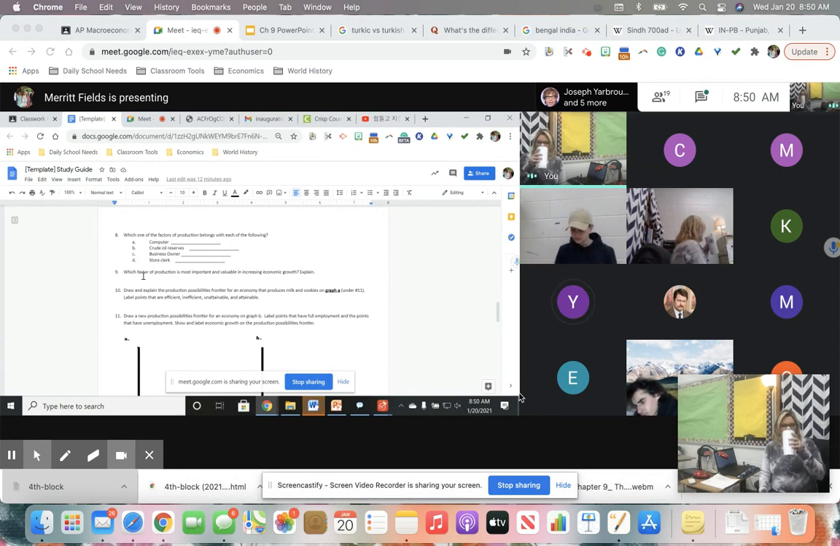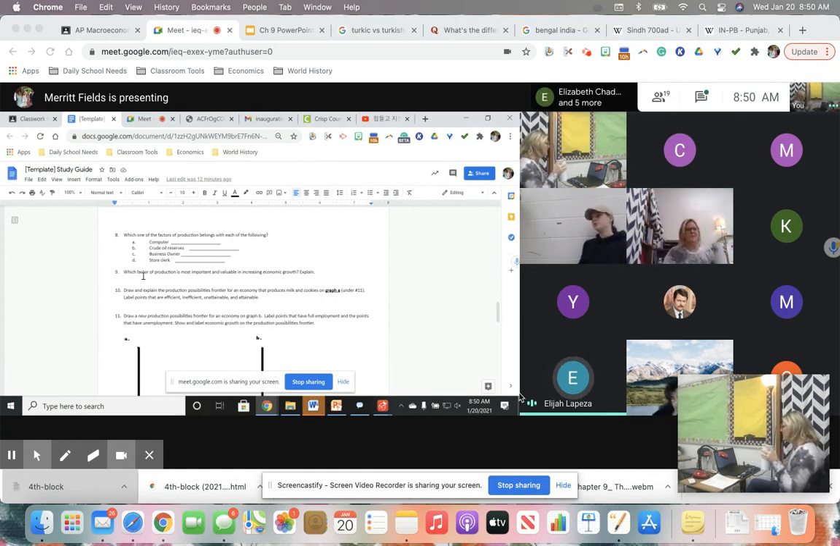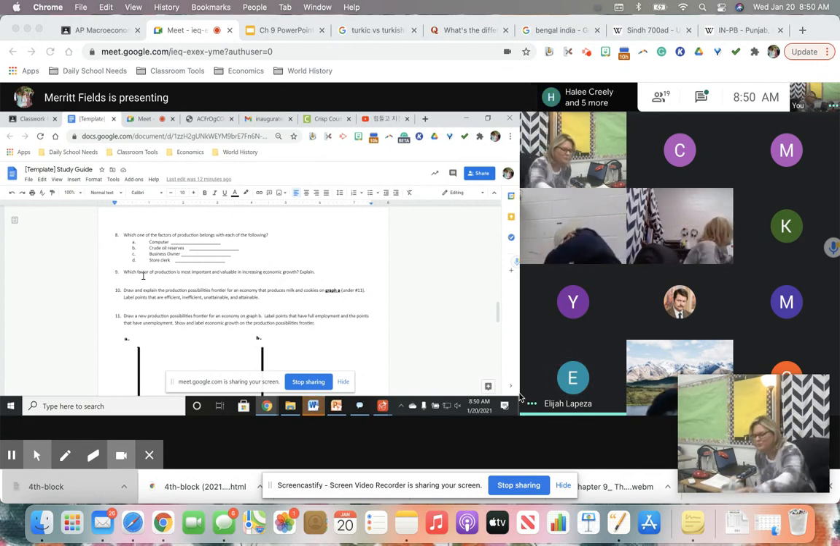Which factor of production do you think is the most important? Baya, don't answer. At first, I thought it was going to be resources, but then I found out, or what I read said it was labor. Oh, there's definitely labor. You can get a machine to do anything else, but you have humans doing something.